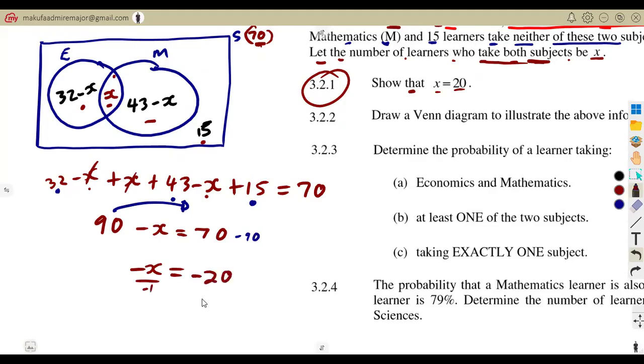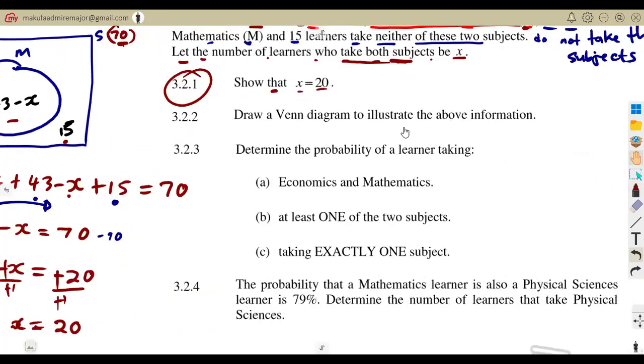You can divide by -1, both sides. So we obtain the value of X, which is what? A positive 20. So that was the value of X. As we can see, that is what they want you to show. And after that, they want you to draw the Venn diagram to illustrate this above information.